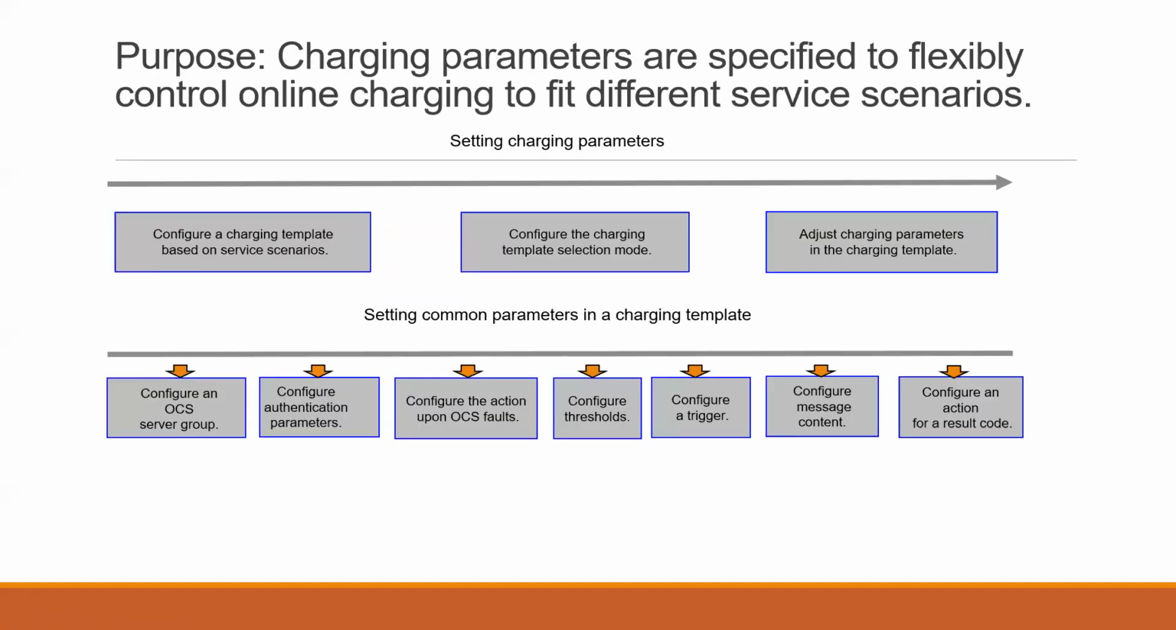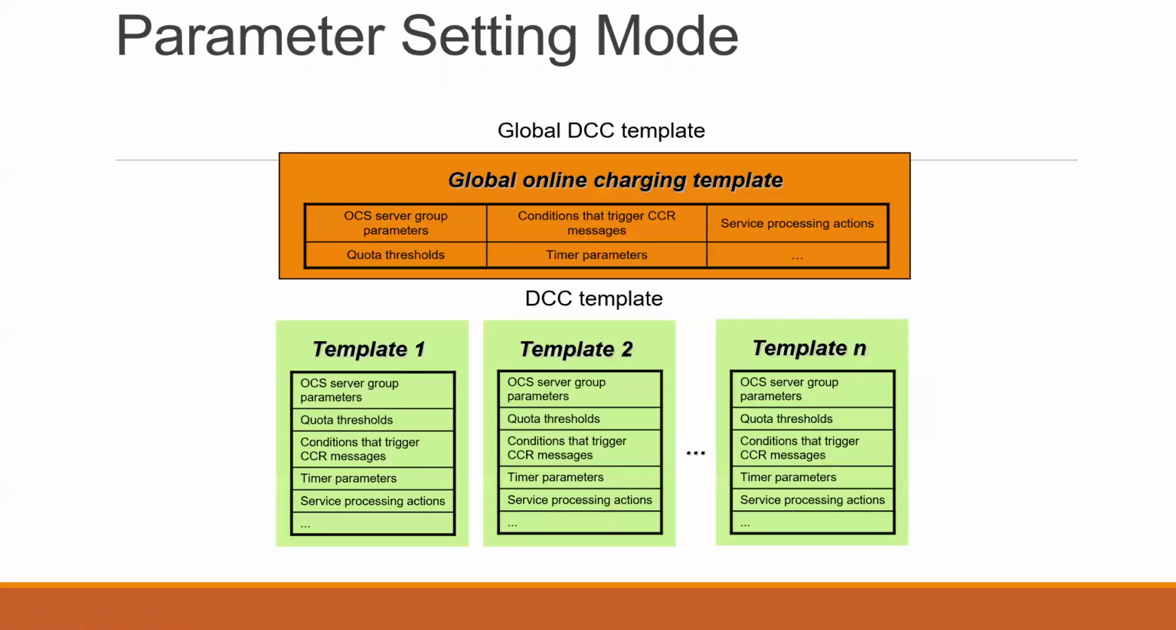Okay. So this is what a charging template basically looks like. You configure an OCS group, authentication parameter, OCS faults, thresholds, trigger parameters, the message content, and then the action for a result code. This is how your charging basically happens. You configure the charging template based on service scenario, then you configure the charging template selection mode, and then you adjust the charging parameters in this charging template.